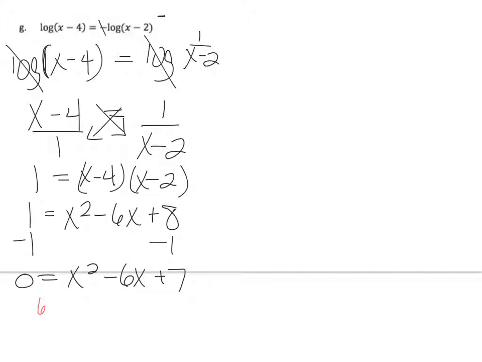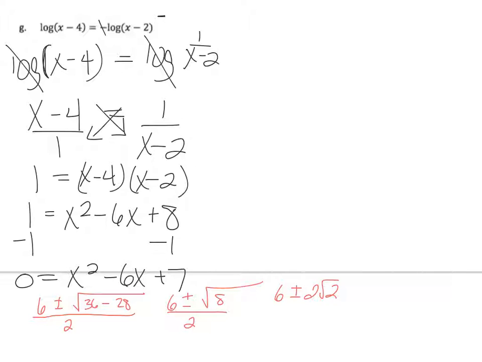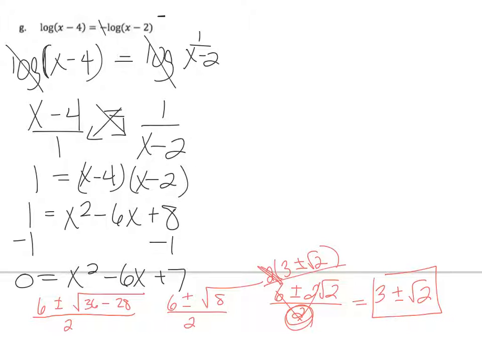Negative b plus or minus the square root of b squared minus 4 times a times c all over 2a. 6 plus or minus the square root, 8 all over 2. 8 is 4 times 2, so I can take out a 2. If I simplify this way, I've got 3 plus or minus the square root of 2. I can't just willy-nilly cross this out, but if I factor out a 2, I get 3 plus or minus the square root of 2, and then I can cancel it with the denominator. Let's check our answers.